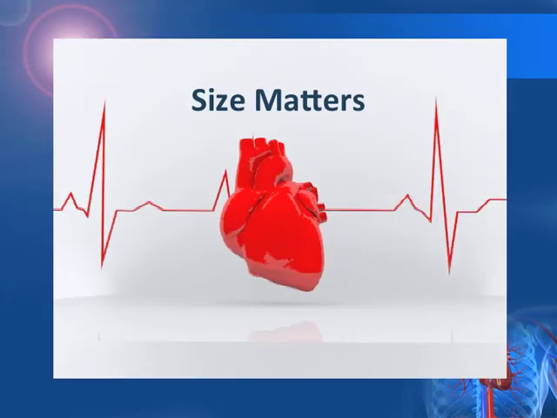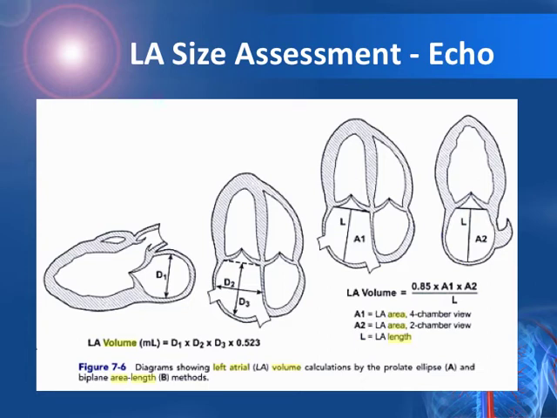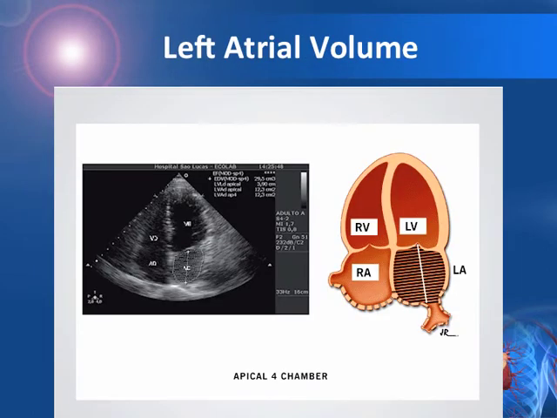Size matters. Now let's talk about that. How do you measure the left atrium? The easiest and most reliable way is by echocardiogram, transthoracic echocardiogram. There are different ways to measure it. Here it depicts a couple of different methods, area length, measuring dimensions, but at the end of the day, the most reliable, the recommended way is the method of discs derived from 4-chamber followed by 2-chamber views, where the Simpson method of discs will calculate closely the actual volume of the left atrium.